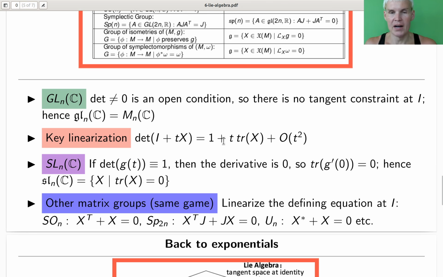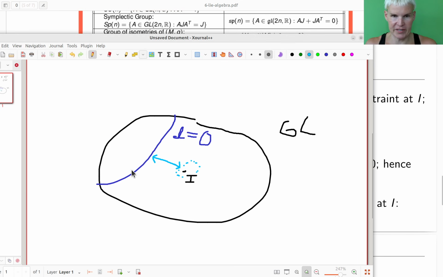Okay. Let's try another one to see how this goes. Let's try the special linear one. Special linear is determinant is 1. So determinant equals 1 is a little bit more of a tricky condition, because of course the determinant of the identity is 1. So it's really more like this same picture. Now here determinant 0 is a bit far away, but maybe determinant 1 goes through here, right? So this is determinant equals 1.